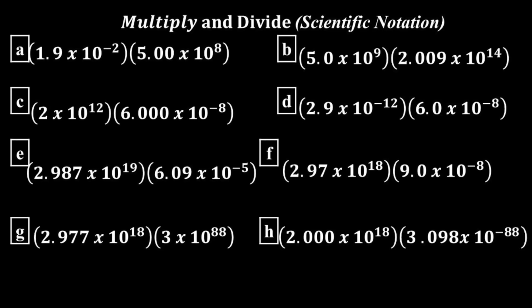All right, now this is going to be multiplying and dividing using scientific notation. So the first one, you'll have 1.9 times 10 to the negative 2 times 5.00 times 10 to the eighth. So your answer will have two significant figures. And C, 2 times 10 to the 12th times 6.000 times 10 to the negative eighth, your answer will have one significant figure. Okay, so again, I will check up on you at the end.